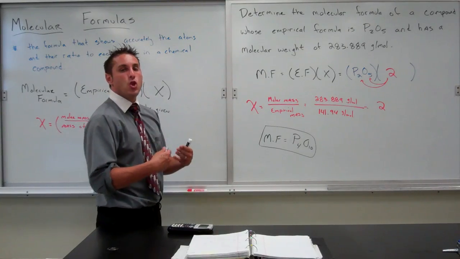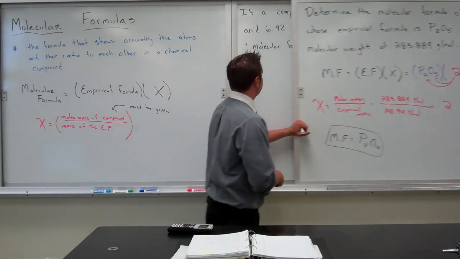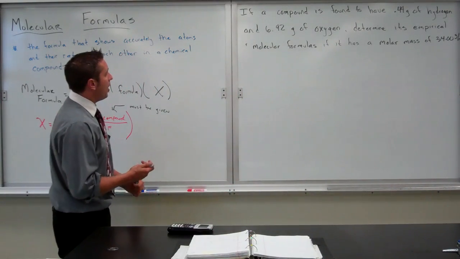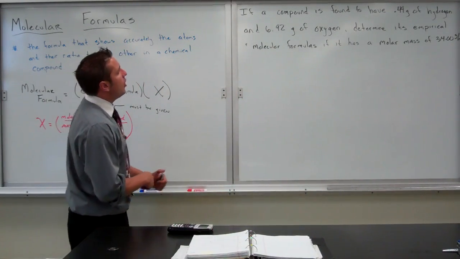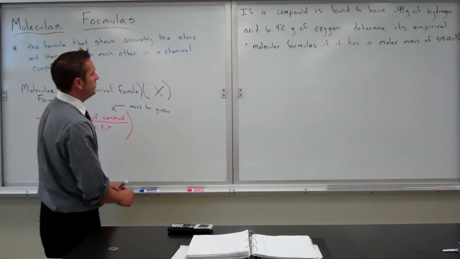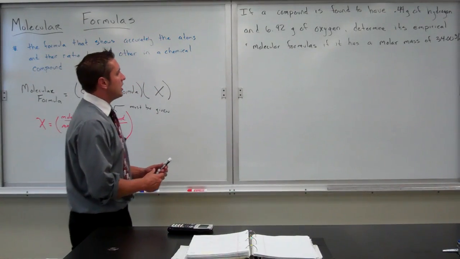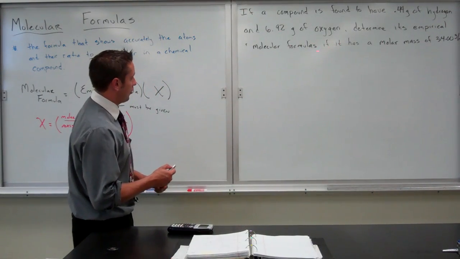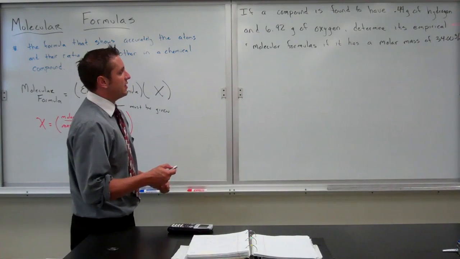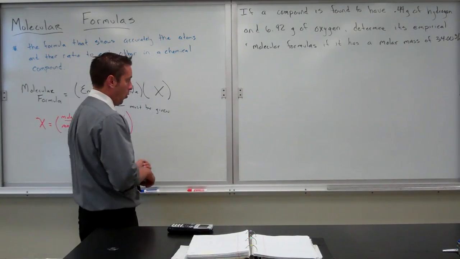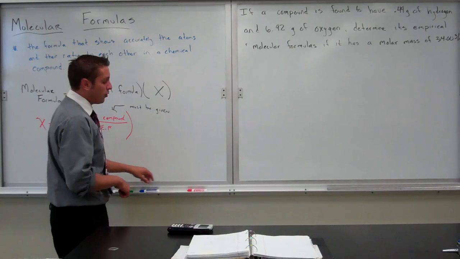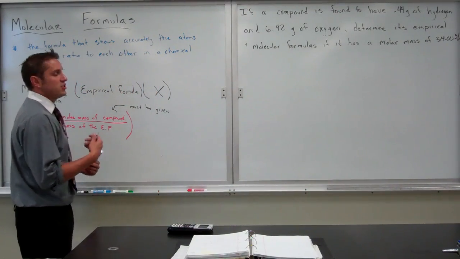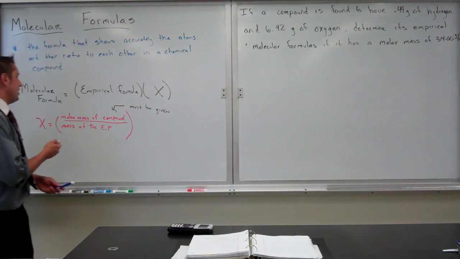Let's take a look at one that's not quite as straightforward. This one here says, if a compound is found to have 0.44 grams of hydrogen and 6.92 grams of oxygen, determine its empirical formula and molecular formula if it has a molar mass of 34.00 grams per mole. So here is a case where the empirical formula is not given to us.